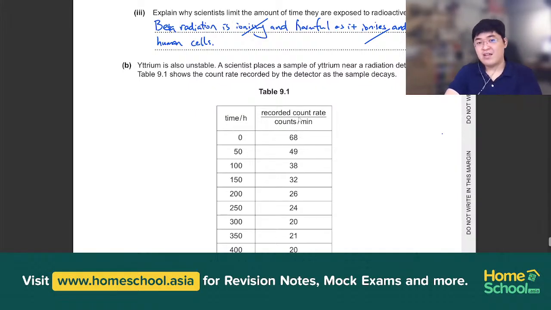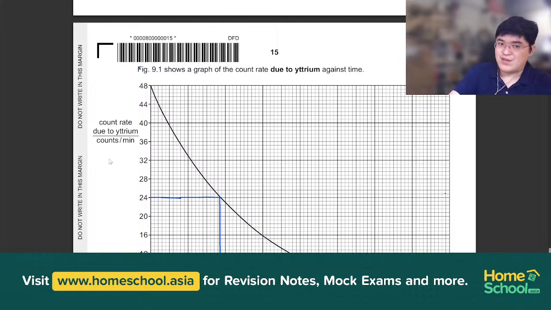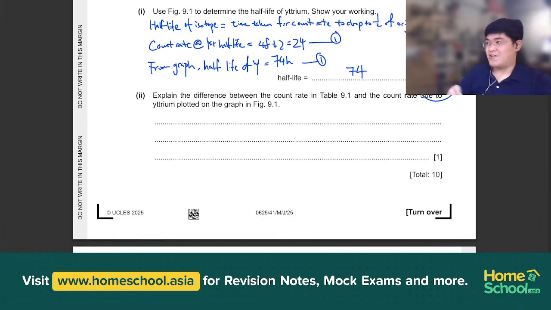So I'm very sure in this table, we did not take background radiation into consideration. That's the reason why the number recorded in the count rate, which is 68, is higher than the number given over here in the graph, which is 48. So with that knowledge, let's write it down. Explain the difference between the count rate in the table and the count rate in the graph.